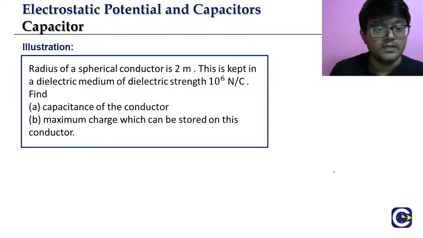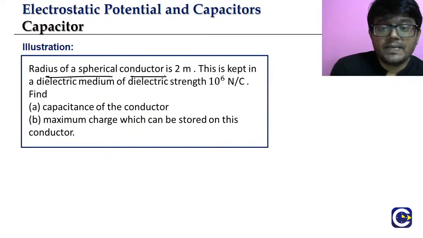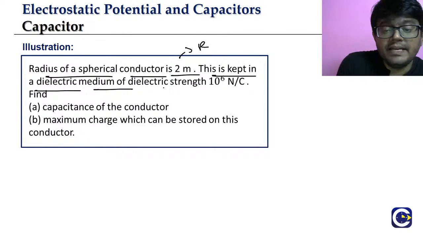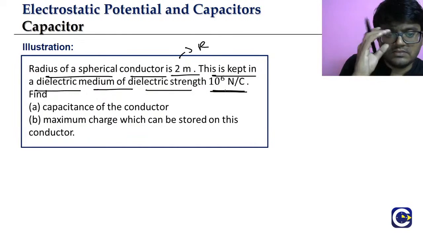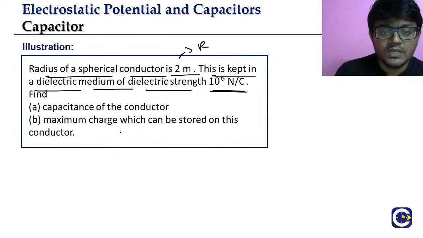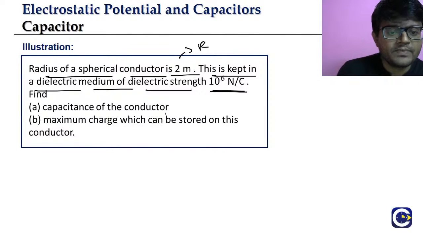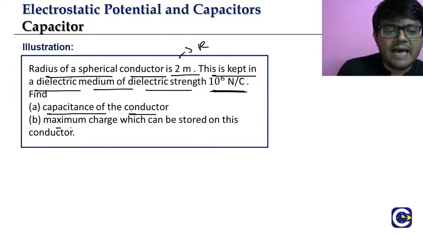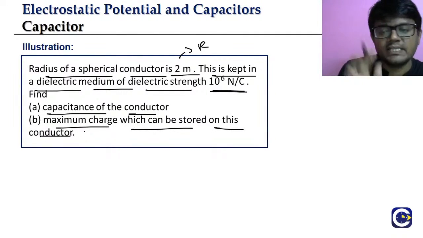Here, the radius of a spherical conductor is given as 2 meters. This is kept in a dielectric medium of dielectric strength 10 power 6 Newton per coulomb. Find the capacitance of the conductor and the maximum charge which can be stored on this conductor.